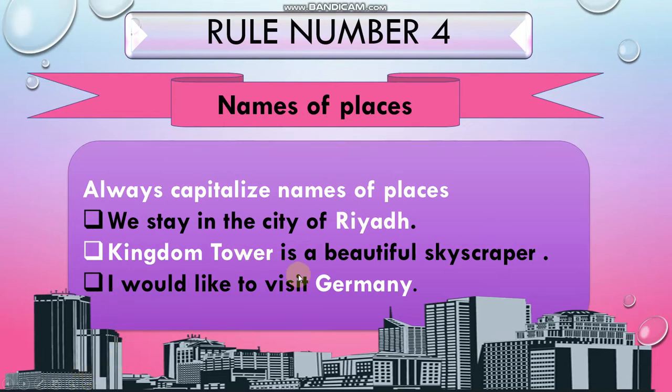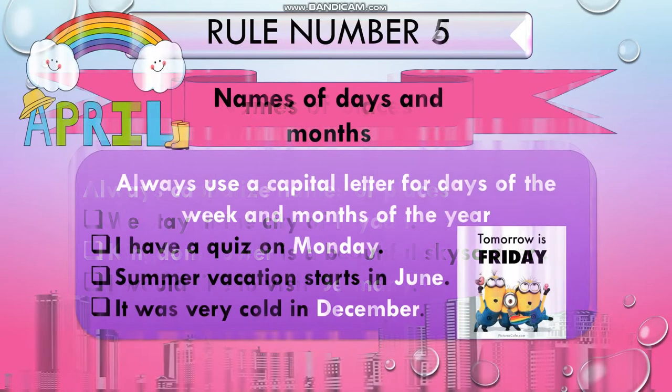"Kingdom Tower is a beautiful skyscraper." So Kingdom Tower, I'm going to capitalize the first letter, the initial letter. Because, what's the rule? Names of places should be capitalized. "I would like to visit Germany." So Germany gets a capital G because it's the name of a country. Now, even if I have to talk about a school, I'm going to capitalize all the initial letters in a school. Right? Yes, let's go ahead and see what's the next rule.